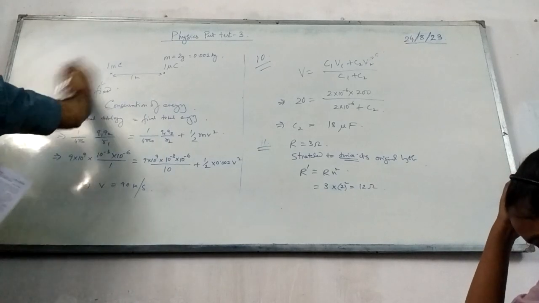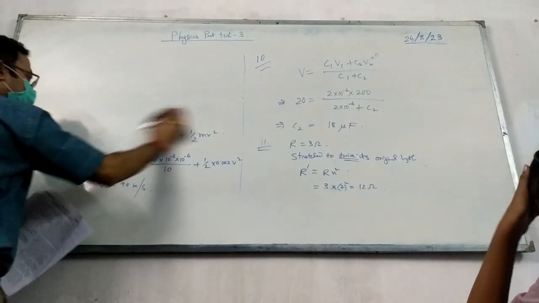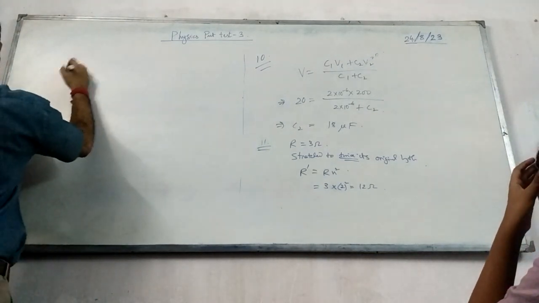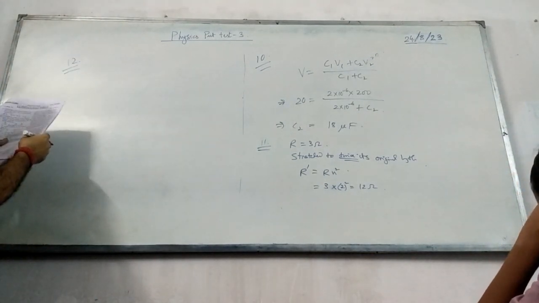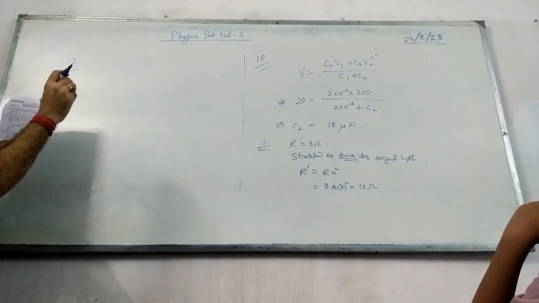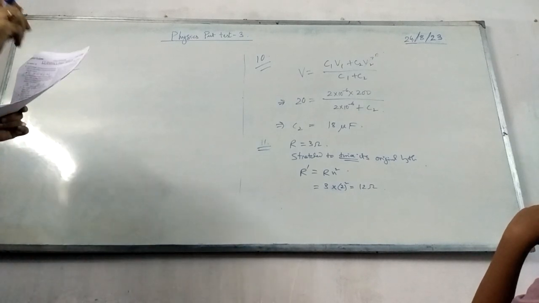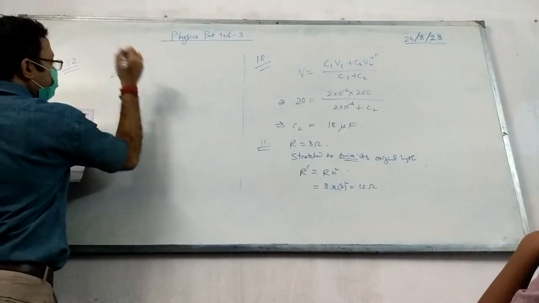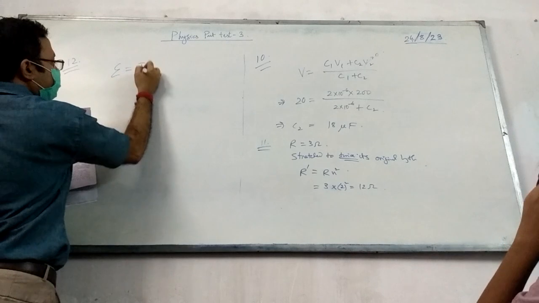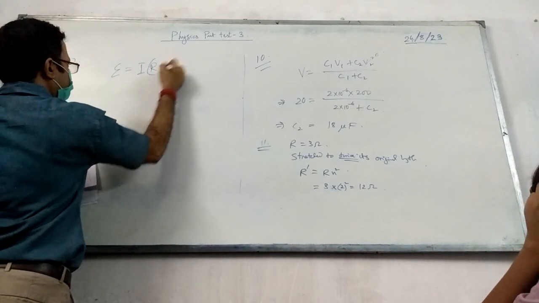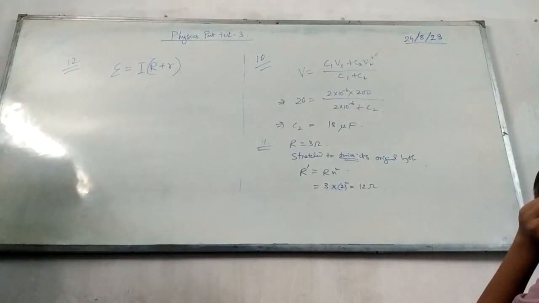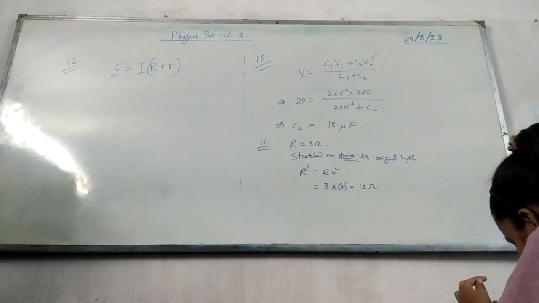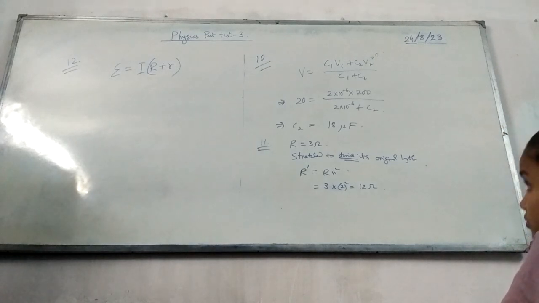Question number 12. A cell supplies a current of 0.9 ampere through a 2 ohm resistor and a 0.3 ampere current from a 7 ohm resistor. What is the internal resistance of the cell? So this is a general formula. When a cell is sending current to an external resistance, E is equal to I into capital R plus small r. Capital R is the external resistance and small r is the internal resistance. So we need to figure out the small r.